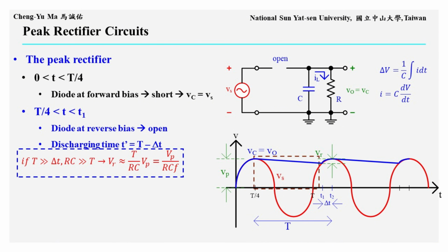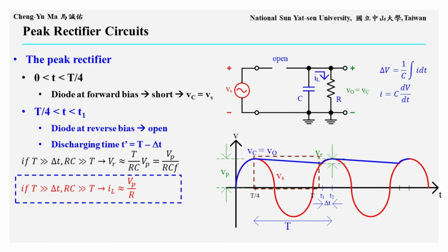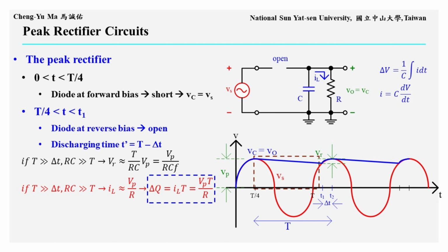This equation can also be derived in a more intuitive way. Under the condition that Rc is much larger than t, the amount of discharge is small, so the voltage ripple Vr is also small. During the discharge interval, the load current through resistor R can be approximated as Vp divided by R. The total charge lost during the discharge interval is approximately the load current IL multiplied by the discharge time t. Since IL is approximately Vp over R, the charge loss is approximately Vp times t divided by R.